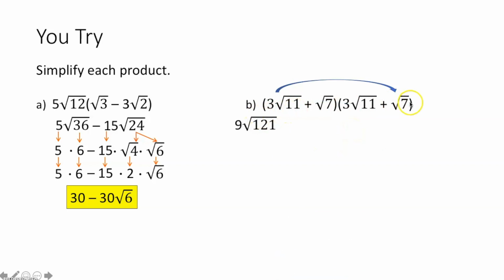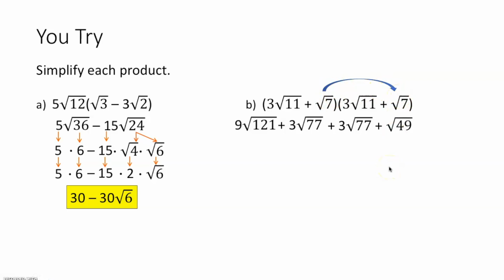Then we multiply the outer terms together. What's 3 rad 11 times rad 7? Well, you multiply what's under the radical together, so that becomes rad 77. So it's plus 3 rad 77. Multiply the inner terms together. You get the same thing. When you multiply these two together, multiply what's under the radical together, you get rad 77. The 3 stays out front. Lastly, you multiply the last terms. Rad 7 times rad 7, rad 49.